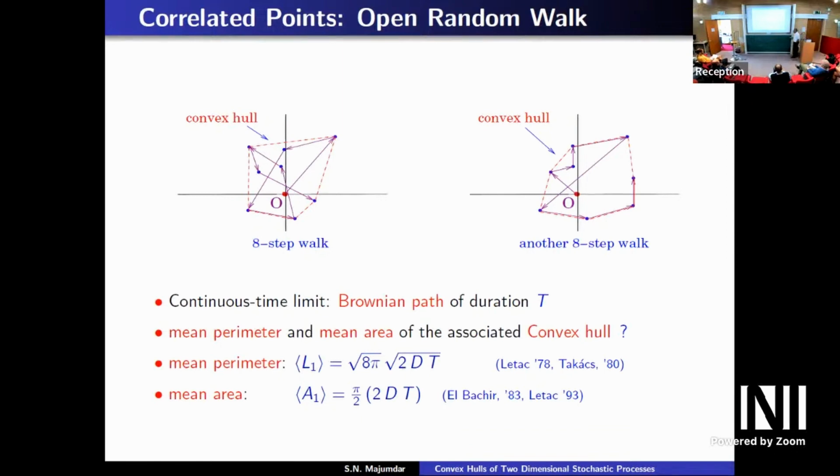And then the mean area is also known. Again, scaling-wise, it will be just Dt times some constant, and this constant, pi by 2, was pretty non-trivial to compute.